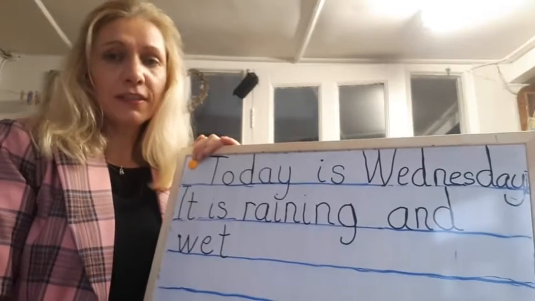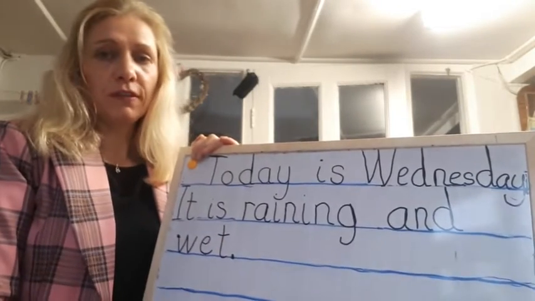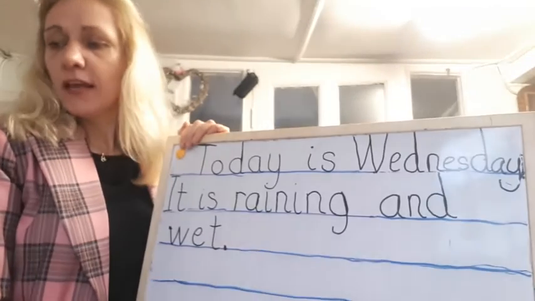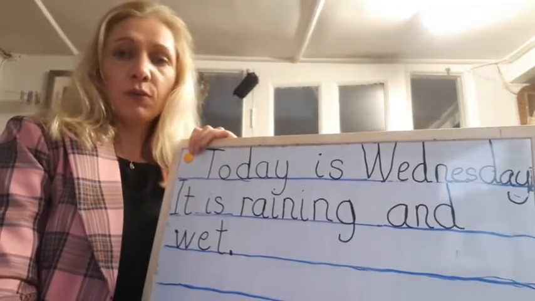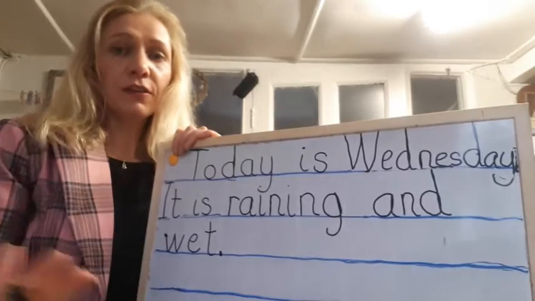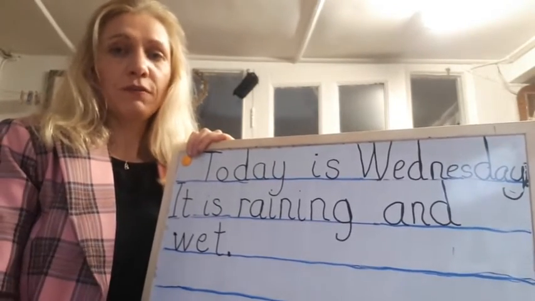That is a full sentence. So what do I do? I put a full stop. Can you see my full stop? It is raining and wet. So my last bit of news is, where are you? You're not in school with me. You can see me, but you're not in school with me. You are at home. So I'm going to write our last sentence.